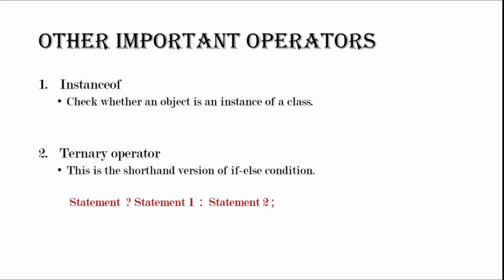In Java, there are some other important operators. First one is instanceof. This operator checks whether an object is an instance of a class or not. This operator returns either true or false. Second one is the ternary operator. This is the shorthand version of the if else condition. It means if the statement is true, then statement 1 will execute, and if the statement is false, then statement 2 will execute.